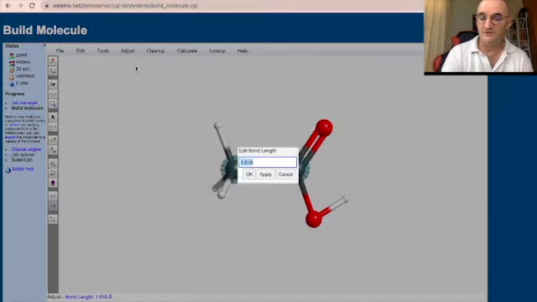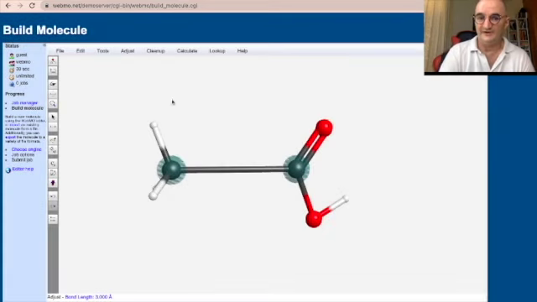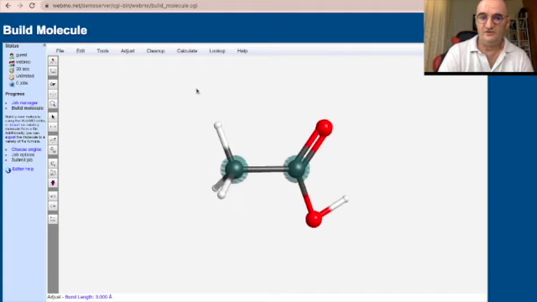So now I can adjust the bond length. It's currently in angstroms 1.519. Okay, I could make that 3. Let's double the bond length. Watch what happens. I've doubled the bond length. But what's the point of that? Why would I want to do that? Undo, let's go back.